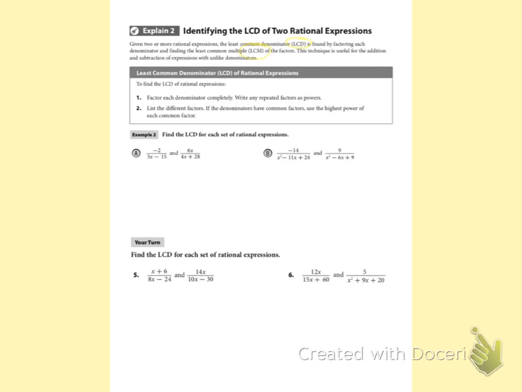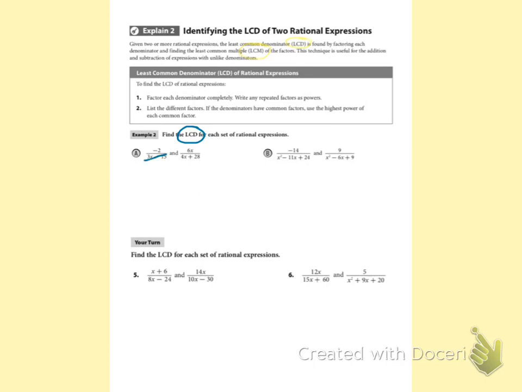So example A says that the first expression is negative 2 over 3x minus 15, and the second one is 6x over 4x plus 28, and we're trying to find an LCD, or least common denominator, for these rational expressions. Now, they haven't asked us to actually add or subtract them yet, but just kind of working on doing that. So again, first step is to see if there's any factoring we can do on those denominators.